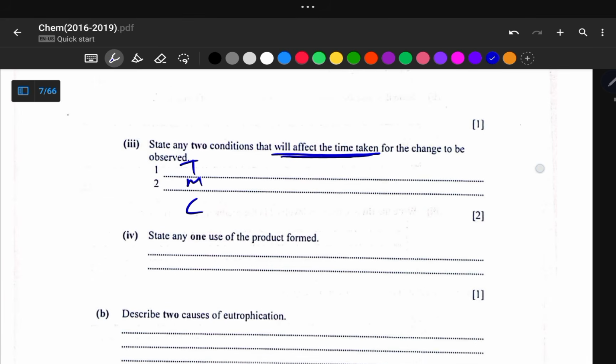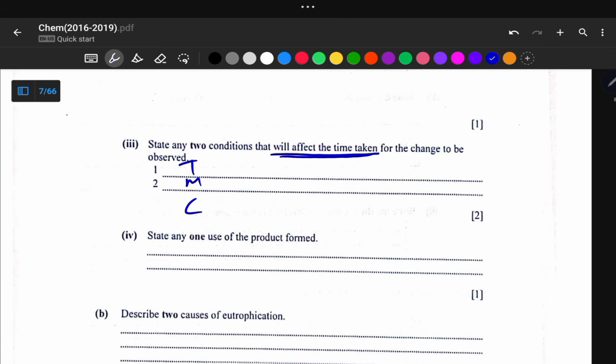And then state one use of the product, the use of ammonium chloride. You can use ammonium chloride as a fertilizer, right? So that's the use of ammonium chloride. We can use it as a fertilizer since it can provide nitrogen to the soil, right?